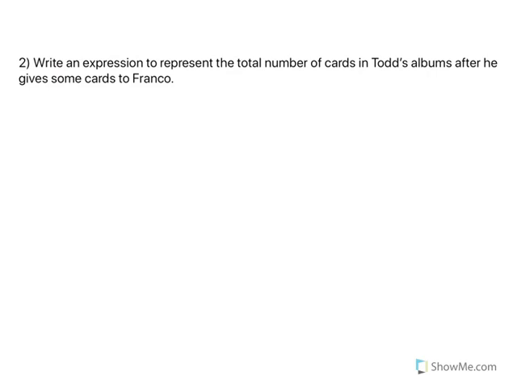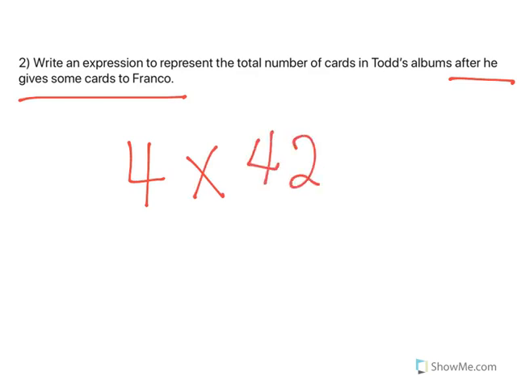So it says to write an expression to represent the total amount of cards in Todd's albums now after he gives some cards to Franco. So again, what was important to remember was that Franco took cards from each album. He didn't just take them from one album, he took some from each album. So we still have our 4 times 42, and then again, we know that he took 5. Now, what we can add to our expression to represent that is the parentheses, okay?